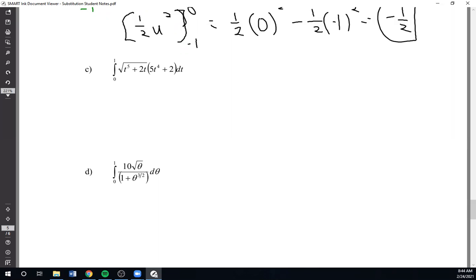Clue number 1. This was inside another function because it was in the square root. Clue number 2, the derivative was somewhere else in the problem. Derivative of this is 5t to the 4th plus 2 dt. What a coincidence. It's almost like they designed the problem that way. Like magic.